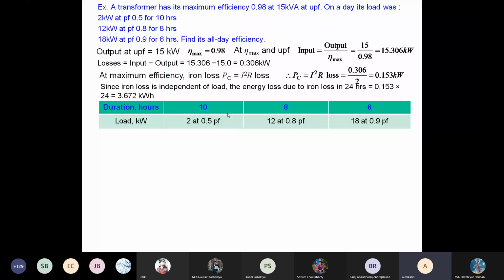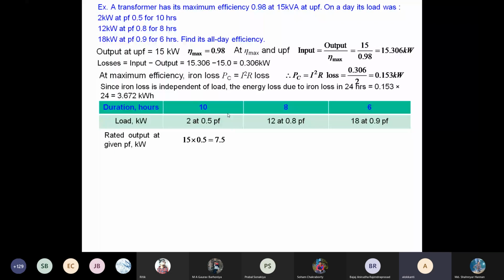You have to find out the different types of iron loss, the energy consumed due to the iron loss, and copper losses. So, the rated output at the given power factor. For the first case, the power factor is 0.5, and it is 15 kVA. So the rated output is 7.5 kilowatt.